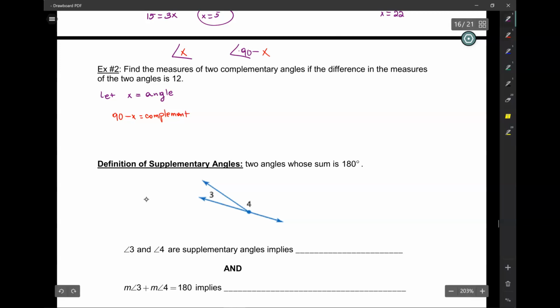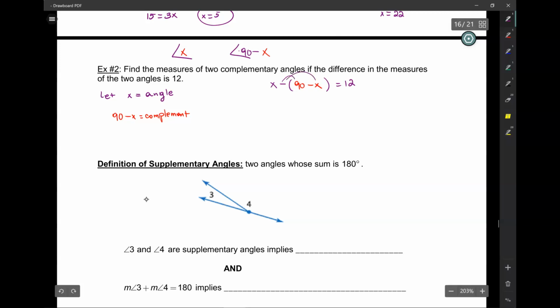Now, look at what this is saying. The measure of two complementary angles, right? If the difference in their measures is 90... I'm sorry, it's 12. So one minus the other is 12. So, yep, x minus (90 minus x) is 12. Okay?